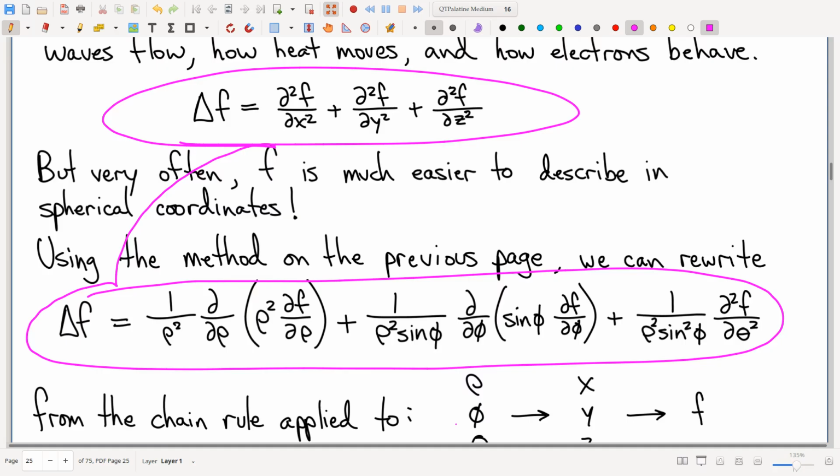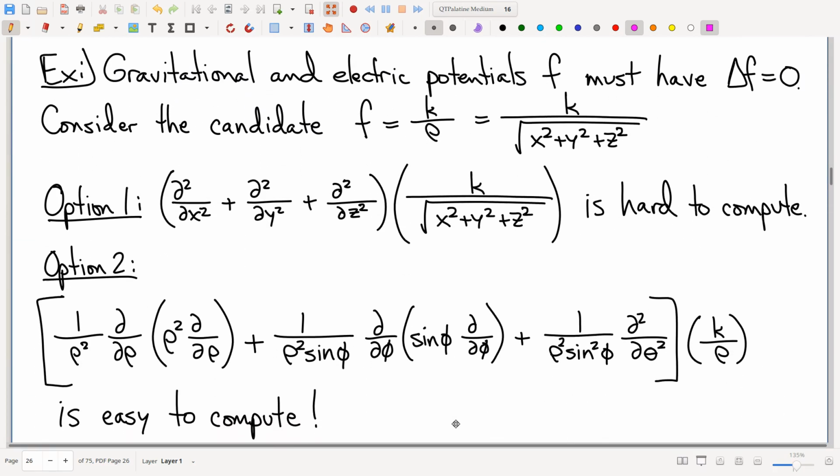So what I'm going to do is look at a particular physical scenario. And by the way, this is not cherry-picked. This is pretty representative of a lot of different situations. We're going to look at both different ways of computing a Laplacian, and then y'all can decide again which one you like better. All right, so here we go.